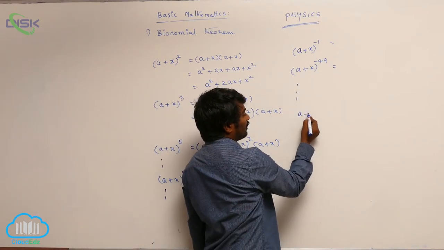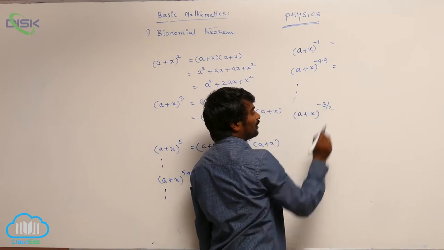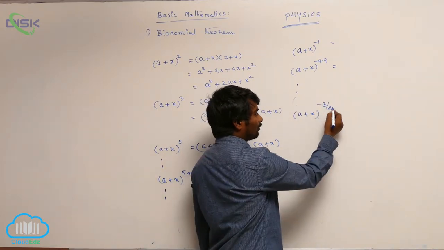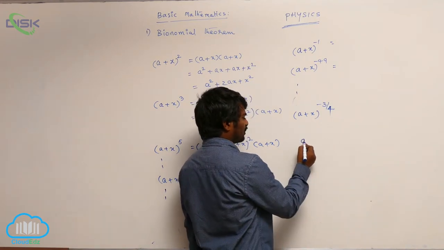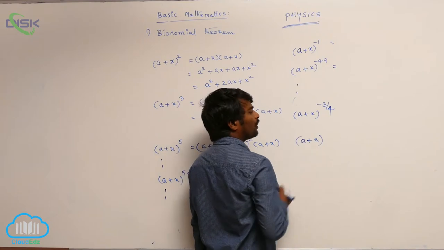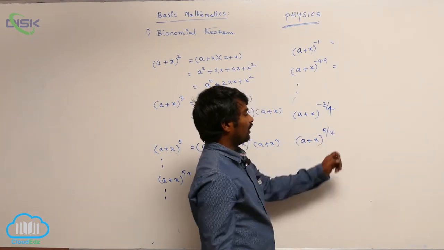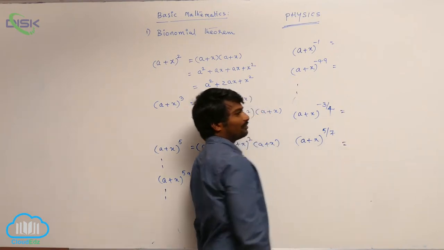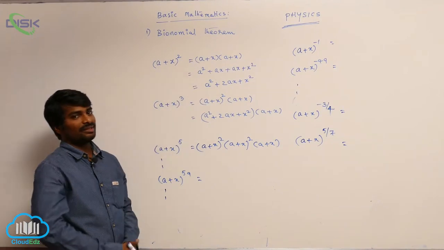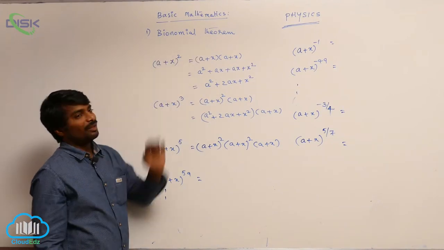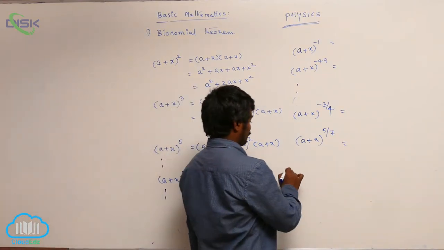Next, (a + x) whole power, say, minus 3/2 or 3/4, a positive fraction or negative fraction. (a + x) whole power, say, 5/7. You don't know all these expansions. The answer for all these questions is binomial theorem.